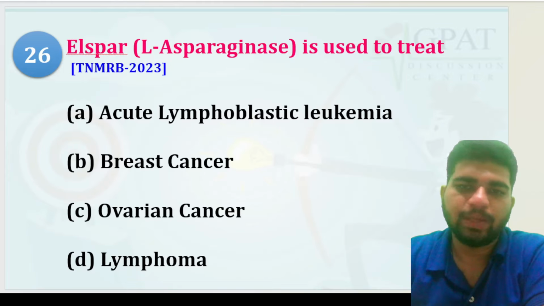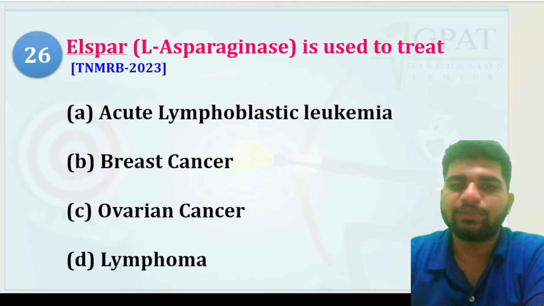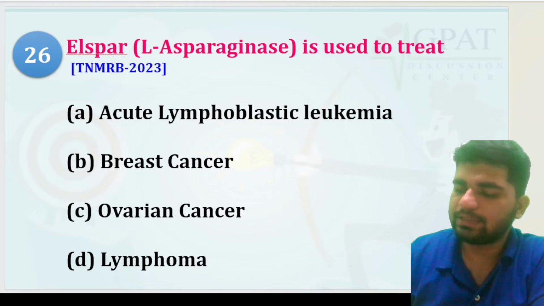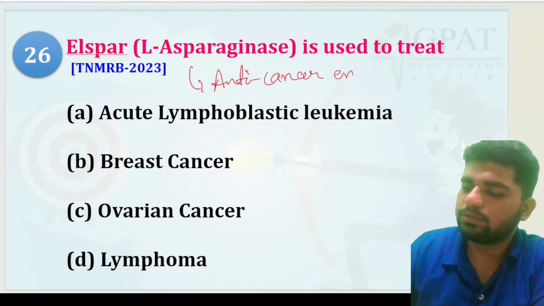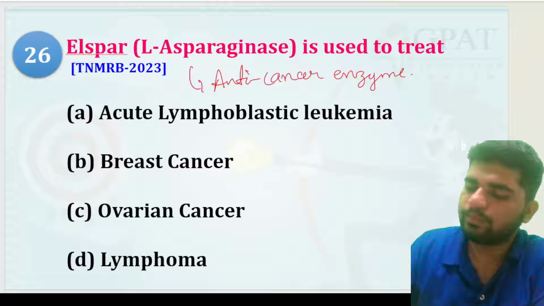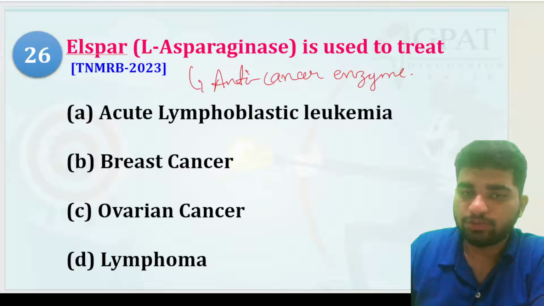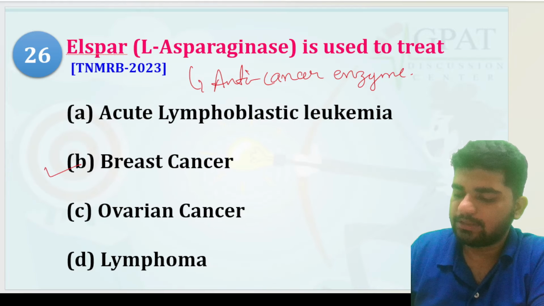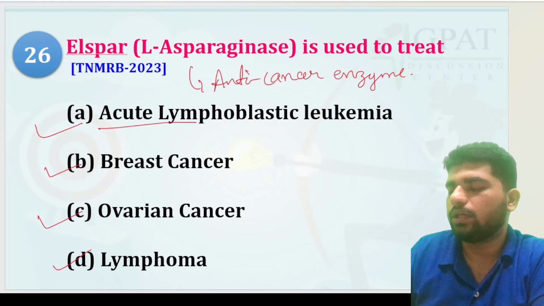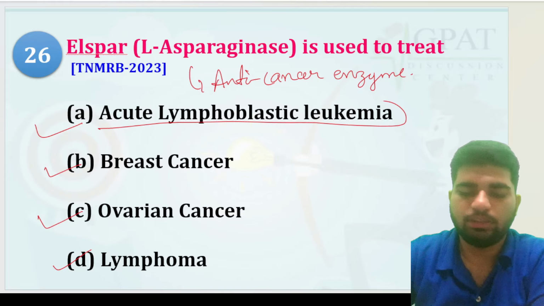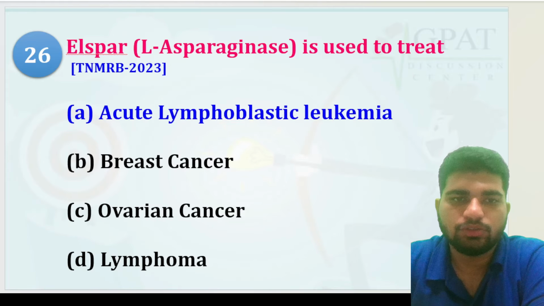L-asparaginase is used to treat which condition? L-asparaginase is an anticancer enzyme generally used to treat breast cancer, ovarian cancer, lymphoma, or acute lymphoblastic leukemia. It is for acute lymphoblastic leukemia.